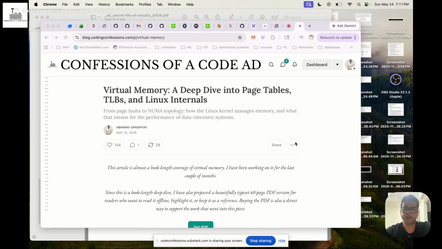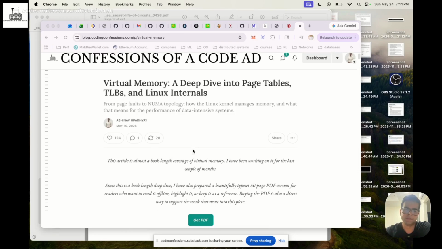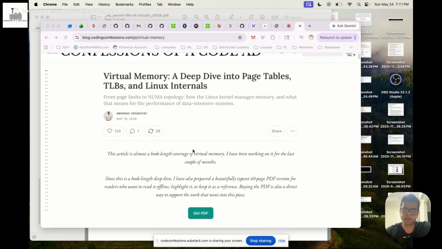A few weeks back, I wrote this long article on virtual memory. It's almost 25,000 words and 60 pages in PDF format. It has been received really well. I think many of you like the new format of a dialogue based explanation. And many of you have also purchased a PDF, and I really appreciate the support.